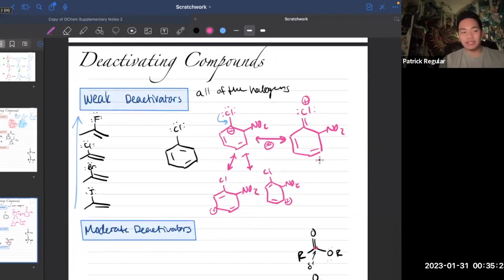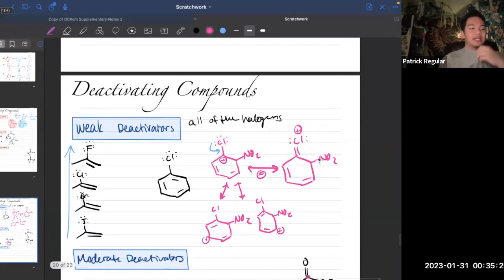So do all the halogens. The halogens have lone pairs. So because of that, here, our ortho and para carbocations are favored, not the meta. However, I do want to reemphasize, because it's a halogen, it's deactivating. It's still pulling electron density out of the ring.